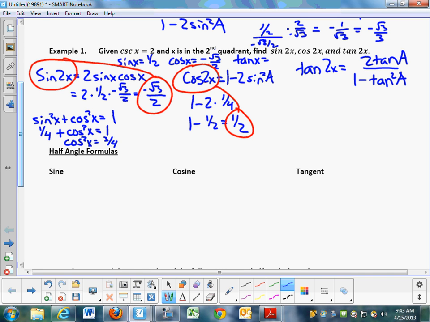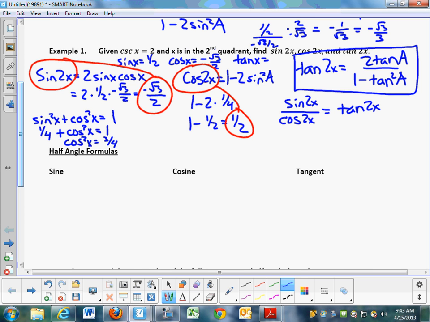So I just want you guys to know though that this is a formula you can use, but I'll show you a shortcut that they don't bring up in this situation. So you can use that, but you could also use this. Sine of 2x over cosine of 2x is equal to tangent of 2x.